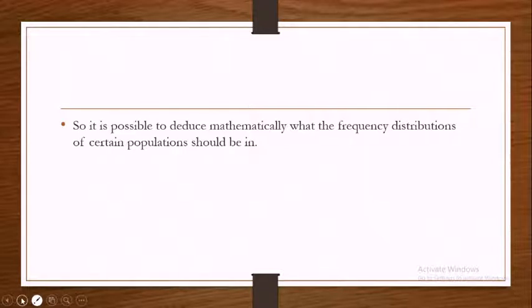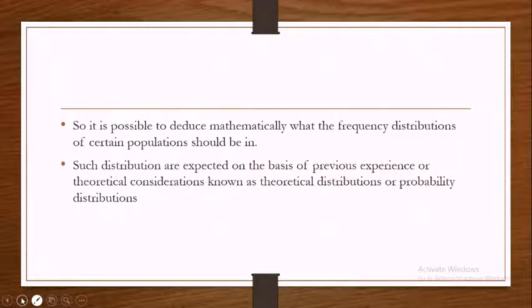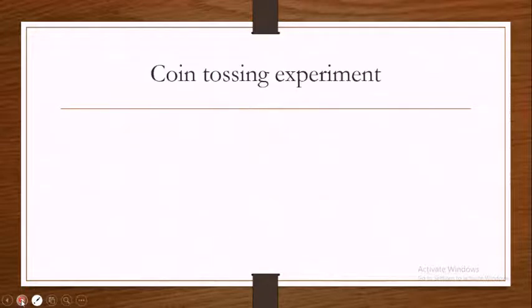The technicalities we will come to in a later slide or later video. So this is the whole ideology behind the probability distribution. Now, such distributions, expected on the basis of previous experience or theoretical considerations, are known as theoretical distributions or probability distributions. So that is just an example.